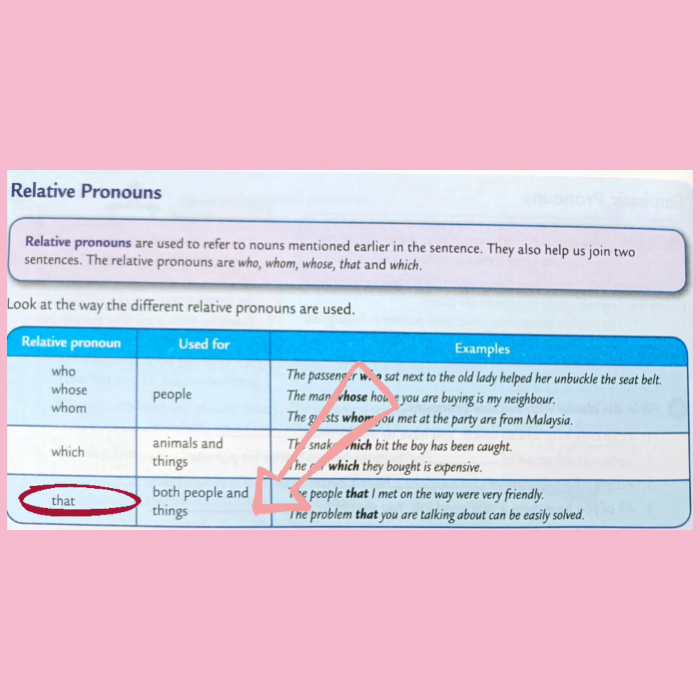Next is that. That can be used for both people and things. For example, the people that I met on the way were friendly. And we can also say the problem that you are talking about can be easily solved. Here, the relative pronoun that can be used for both people, that is the noun, or the problem, that is the thing in the sentence.